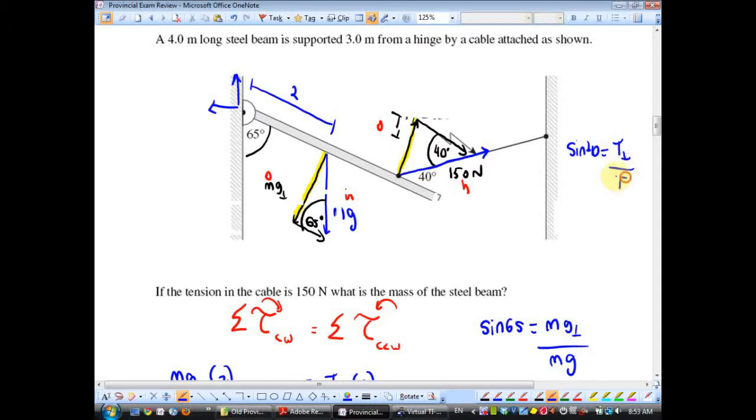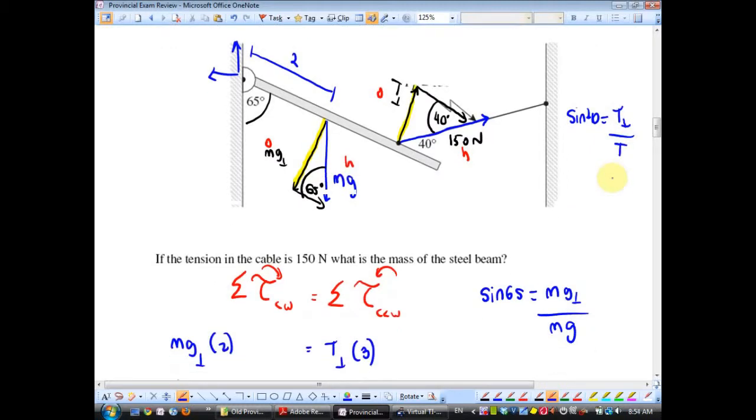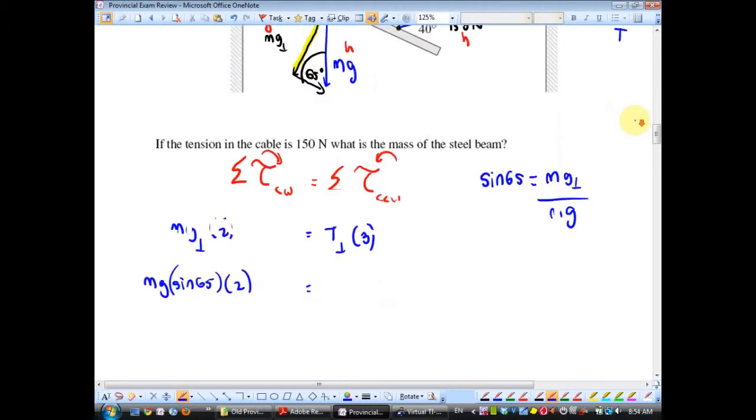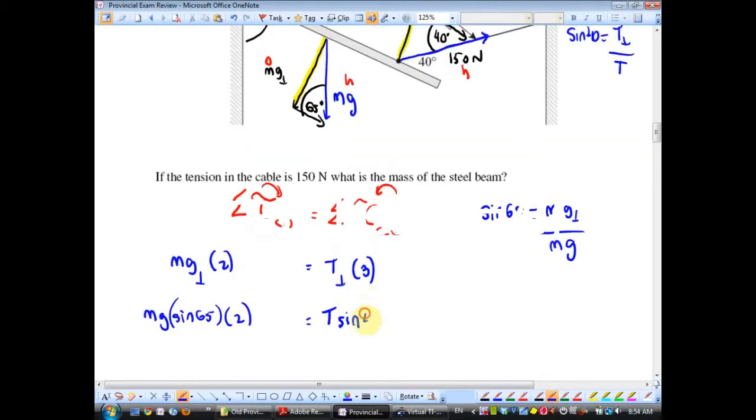Perpendicular over tension. Megan, could you rewrite this and get tension perpendicular by itself? Okay. T sine 40 times 3.